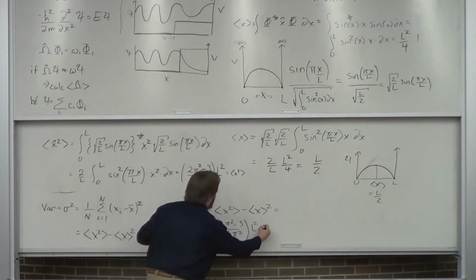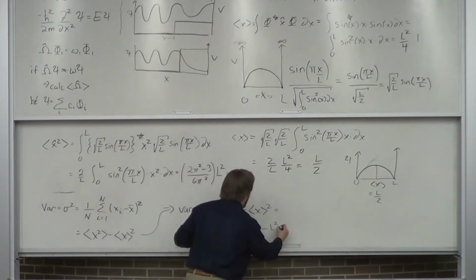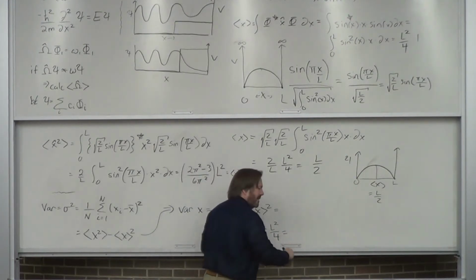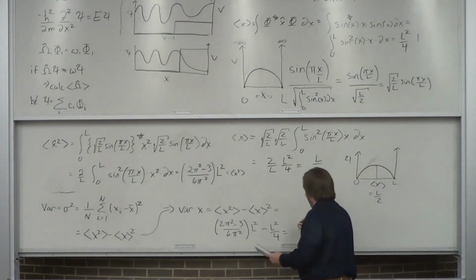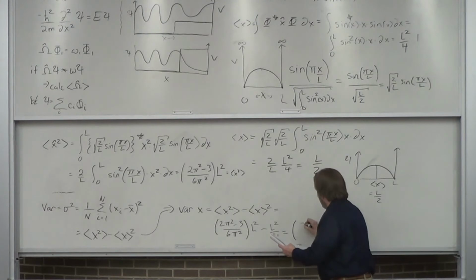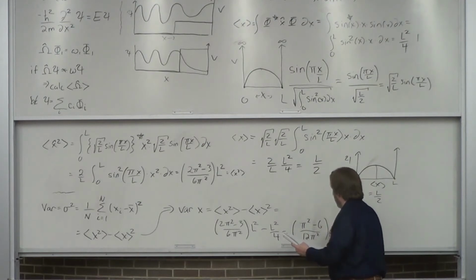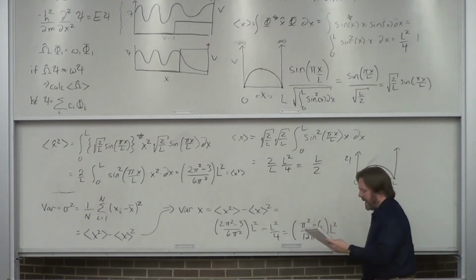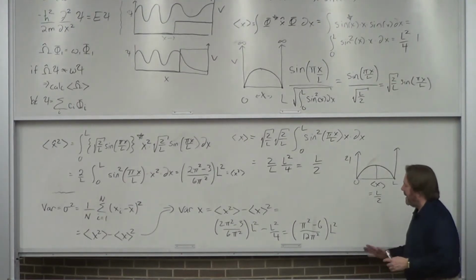Okay, L squared. The average x was L over 2, so that's L squared over 4. And I'm not going to factor this in my head, I'd completely get it wrong. That ends up being (pi squared minus 6) over 12 pi squared, times L squared. All right, so there you go.